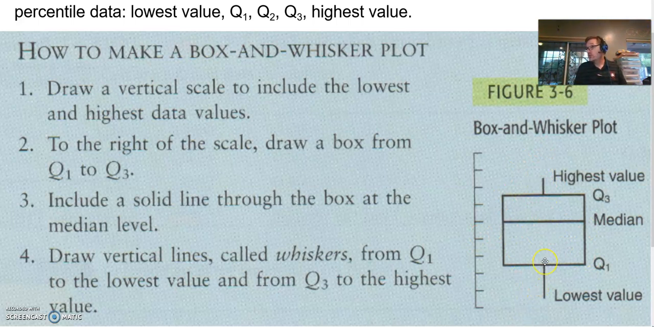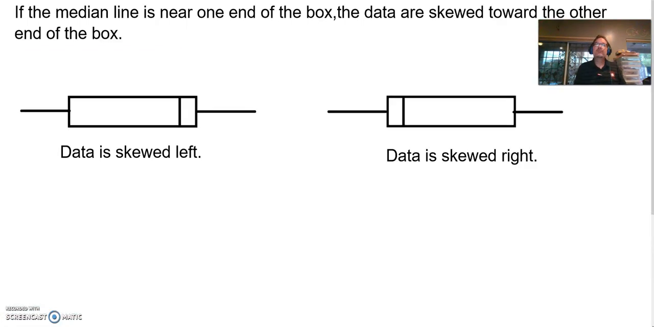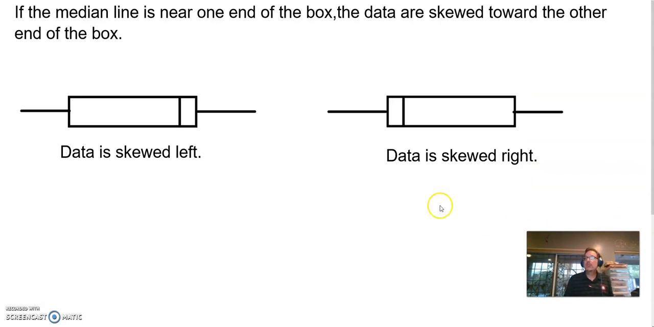Remember, because these are quartiles, here is 25% of my data, 25% of my data, 25% of my data, 25% of my data. So when I'm looking at my box and whiskers, what does it tell me? Well, if my median line is way over on the right side, I know my data is skewed left. And if my median line is on the left of the box, we know our data is skewed right.